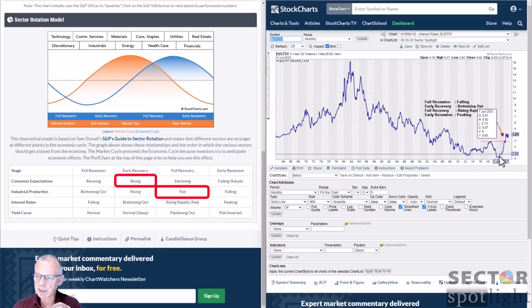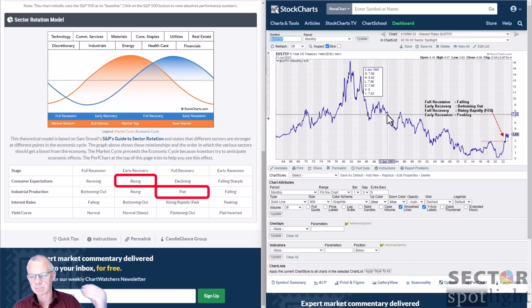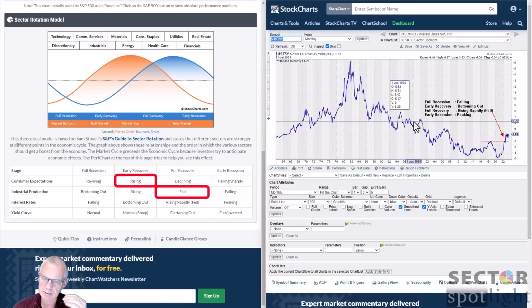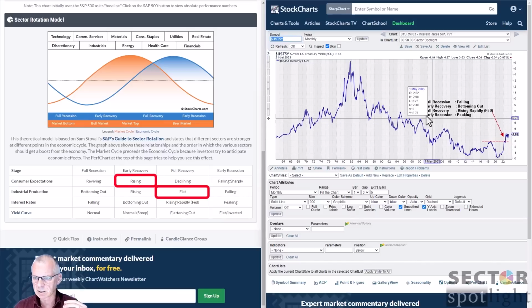If you look at this move here, you could say it's rising, or rising rapidly, caused by the Fed. And I think that makes the most sense because interest rates have been rising recently by the rate hikes by the Fed. So I'm going to put this indicator, interest rates, into the full recovery bucket, because I do think it's rising rapidly, certainly not falling. I don't think it's peaking, so with bottoming out being out of the question, the only one that remains is rising rapidly. And I think that justifies what we're seeing here. So that would put interest rates in full recovery as well.